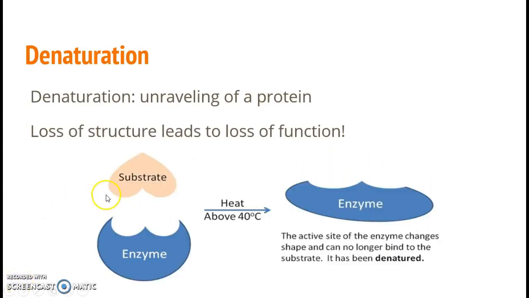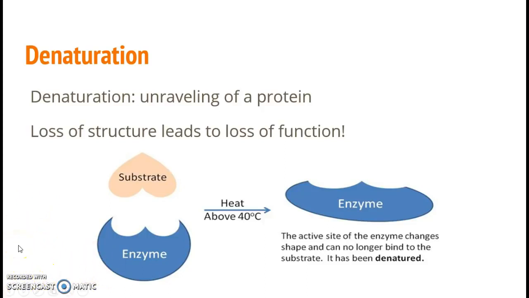In this model, we can see that the substrate should have fit perfectly with the active site of this enzyme, but because of extreme heat, the enzyme has unraveled, the active site has changed shape, and that substrate will no longer fit. Any reaction required is no longer going to proceed. The loss of structure due to denaturation means a loss of function.